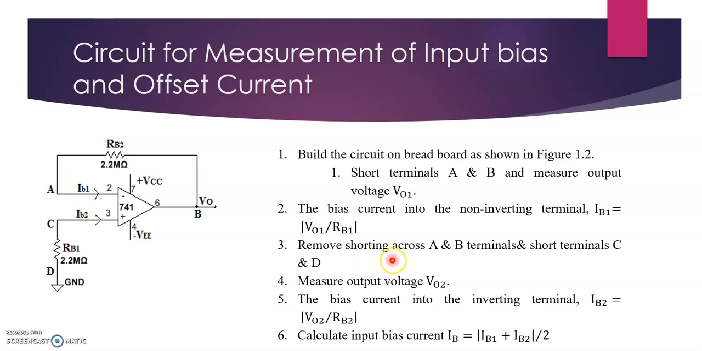Then remove the short across A and B terminals and short terminals C and D. So these two terminals are shorted, and measure the output voltage VO2. Then you can find VO2 upon RB1, the value of the other current entering into the non-inverting terminal. And then the bias current will be the average and the offset current will be the difference of the two currents.